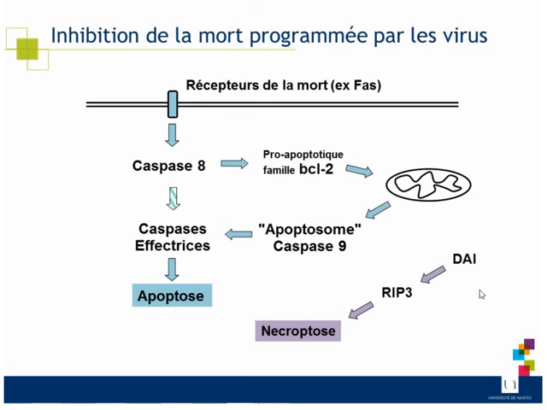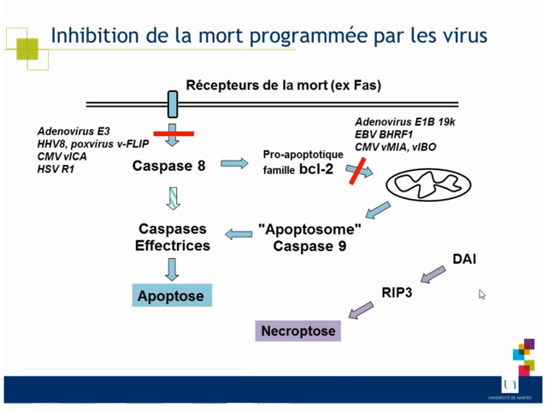Now, viruses don't want their infected cells, their host cells, to die. They want infected cells to survive, or at least not die very quickly, until they can release a lot of progeny viruses. Okay? So if infected cells die too quickly, this is bad for virus replication. So many viruses inhibit different steps of the apoptosis pathway.